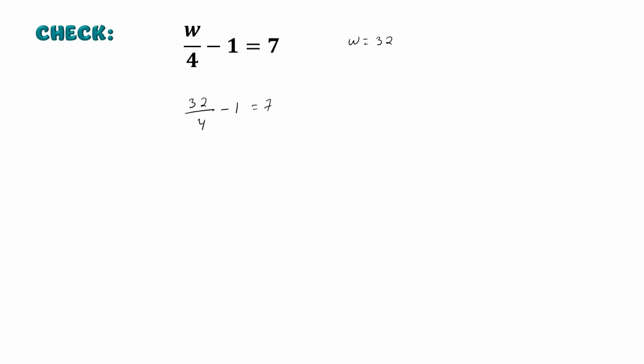And I'm going to take a different approach to solve this equation. I'm now going to simplify the fraction first. Remember that 32 over 4 means that 32 is being divided by 4, which is equal to 8. And when 8 subtracts 1, that is equal to 7. And since both sides of our equation are equal to 7, that means our solution of w equals 32 is indeed the correct answer for our equation.